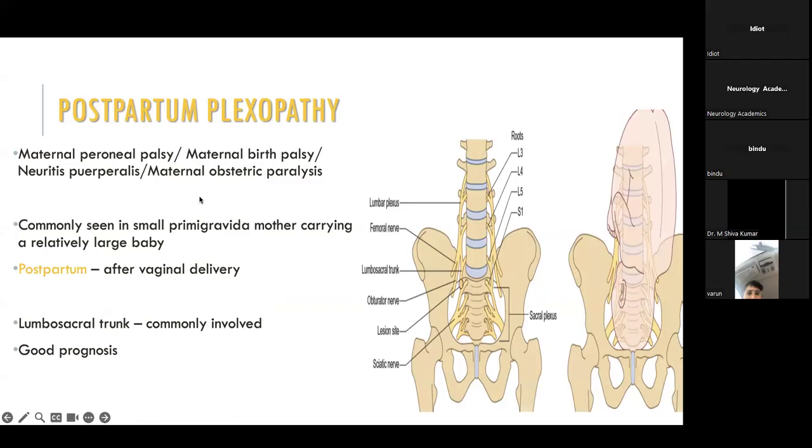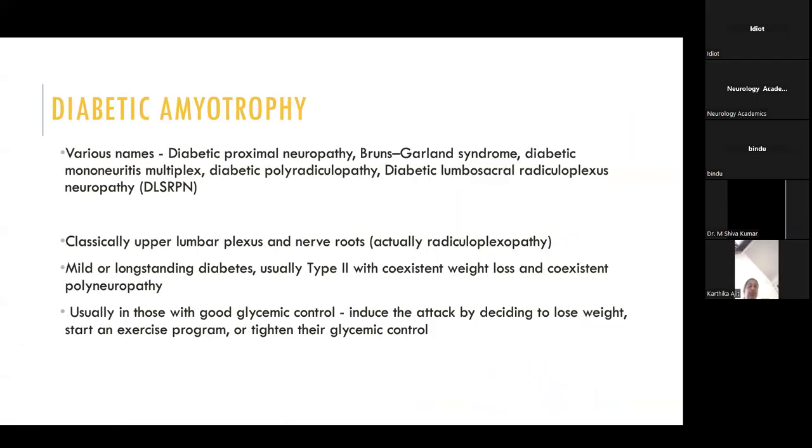Postpartum plexopathy: we have already discussed the lumbosacral trunk, and it is seen in normal vaginal delivery. At risk are small primigravidas and a relatively large baby. The prognosis is good, with recovery over time.